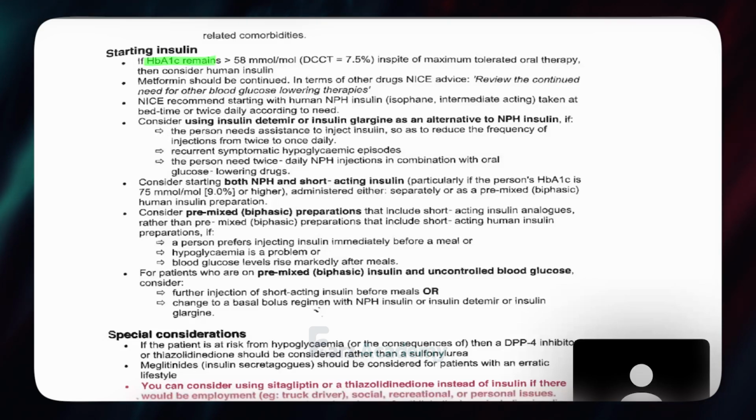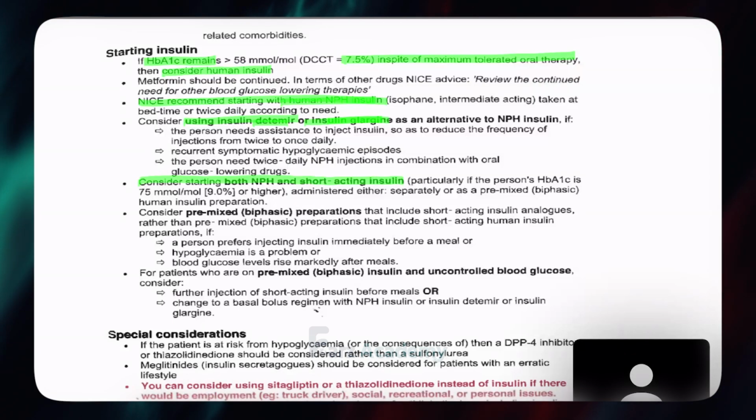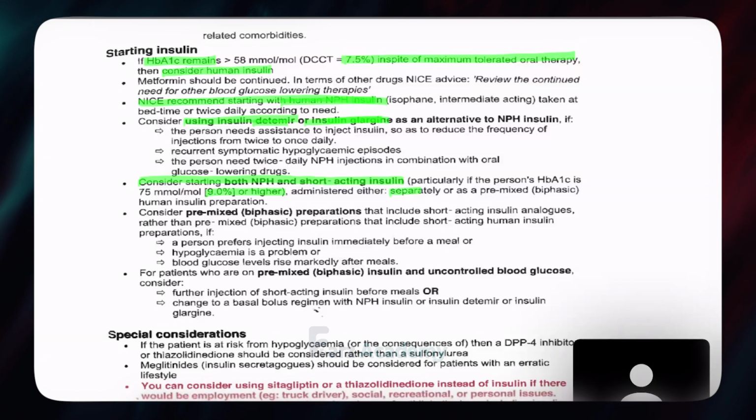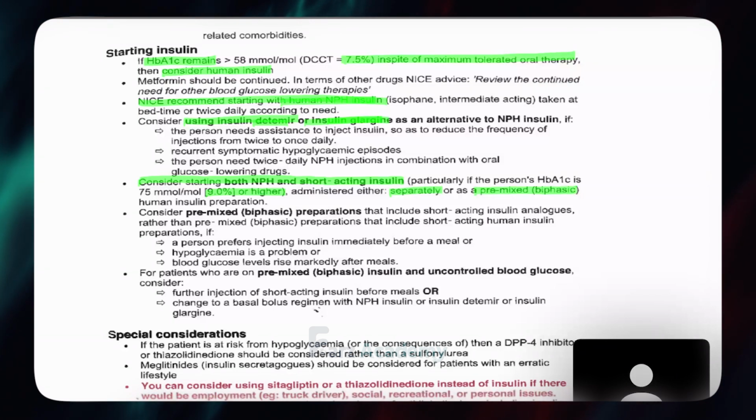If HbA1c levels remain above 7.5% in spite of maximum tolerated oral therapy, you need to consider human insulin. So usually we start with insulin detemir or insulin glargine. NICE recommends human NPH insulin, but often it is not available. Then we can use insulin detemir or insulin glargine as well. These are longer acting insulins. Another option is to start both NPH and short acting insulin, particularly if the patient's HbA1c is 9% or higher. This is very important. We can utilize two separate bottles, two separate injections, or a premix, that is a biphasic human insulin preparation.